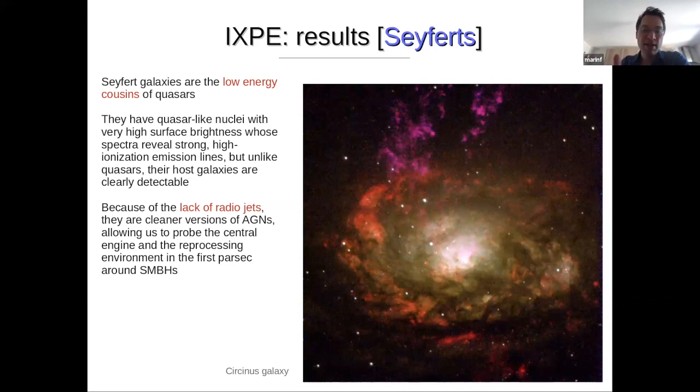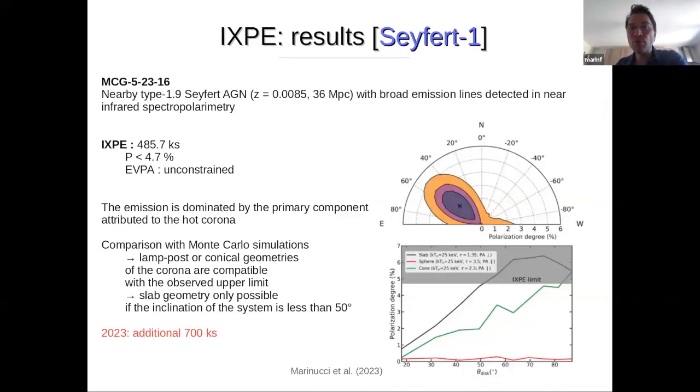AGNs. Here you have an example of the Circinus galaxy, a type 2 AGN, so we don't see the core itself because it's hidden behind an optically thick dusty torus. But of course, at first you want to look at Seyfert 1s, the polar ones, where you have the direct view towards the central engine. So what we did is we looked at MCG-5-23-16. It is the brightest Seyfert 1 galaxy in X-rays.